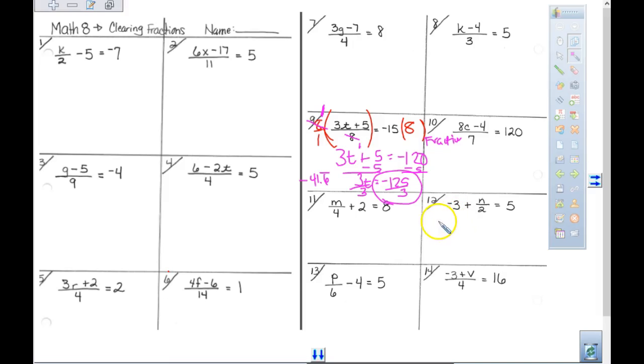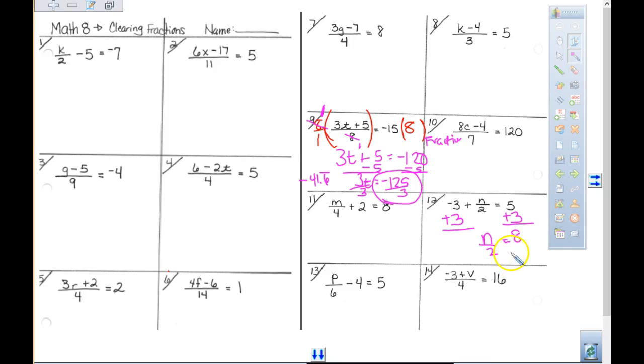Problem here, instead of putting minus and negative 3, our first step is that you want to add 3 to both sides. So if we do that, that's happening in both 12 and 13. That's how you kind of had to do question 1. So we add 3 to both sides, and we have n divided by 2 is equal to 8.